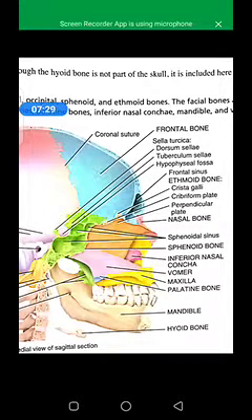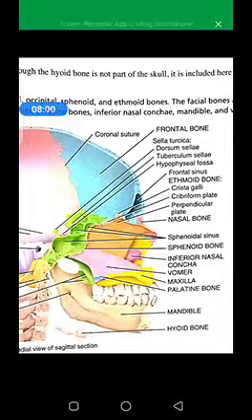The cranial bones are the frontal, parietal, temporal, occipital, sphenoid and ethmoid bones. These are the cranial bones: the frontal, the 2 parietal, the 2 temporals, the occipital, the sphenoid and the ethmoid. And the facial bones are the nasal bones, maxillae, zygomatic bones, lacrimal bones, palatine bones, inferior nasal conchae, the mandible and vomer. These are the various facial bones and the various cranial bones.